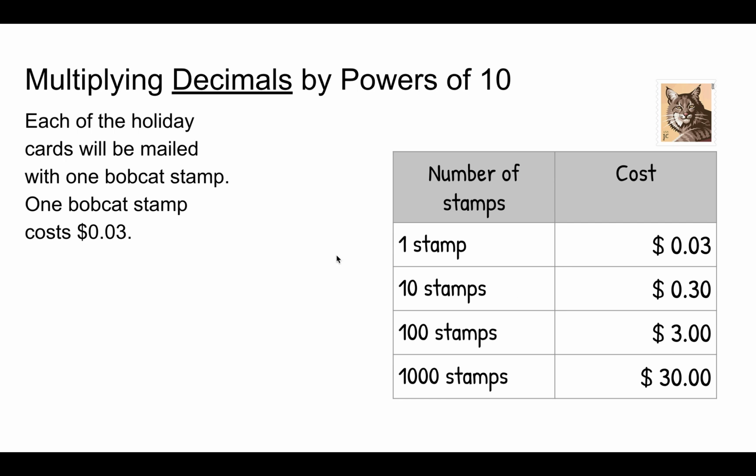Let's look at another example. Let's say we need a stamp to go on our holiday cards. Now, if this stamp costs 3 cents, 10 stamps would cost 30 cents, 100 stamps would cost $3, and 1,000 stamps would cost $30. So what do you notice now? How are those numbers getting bigger?